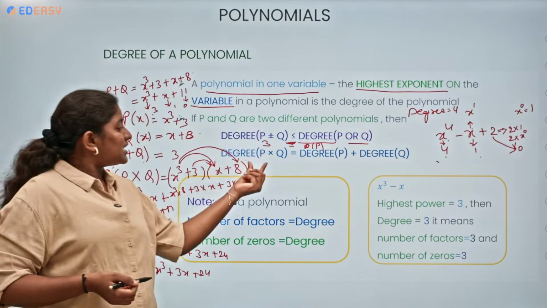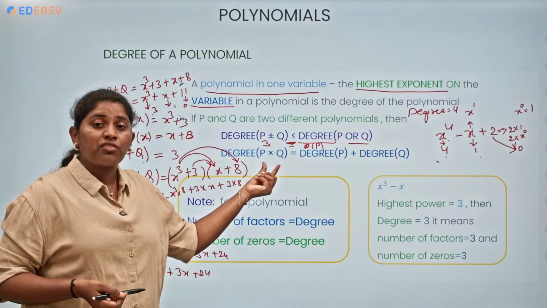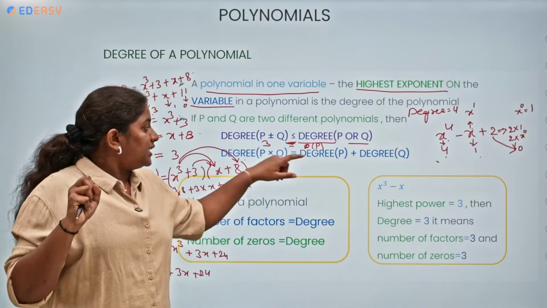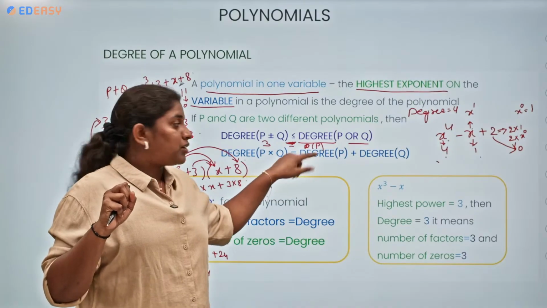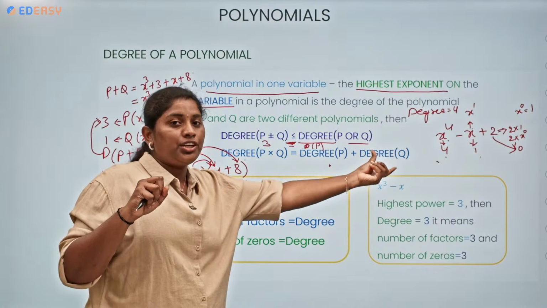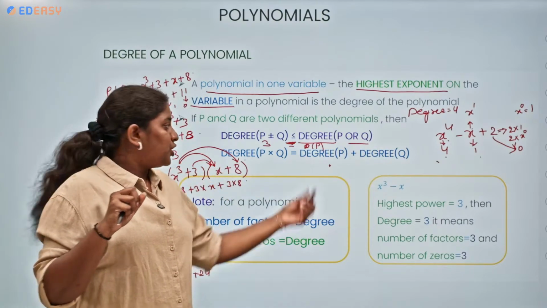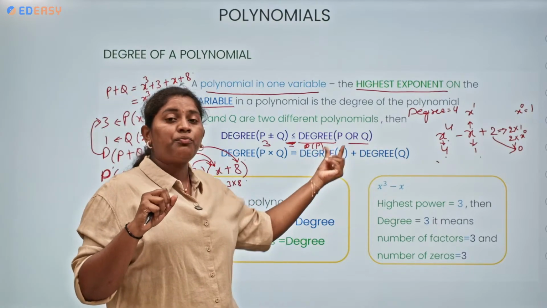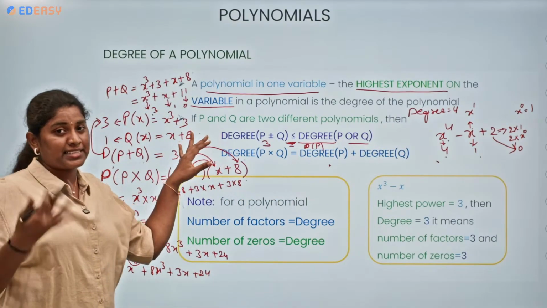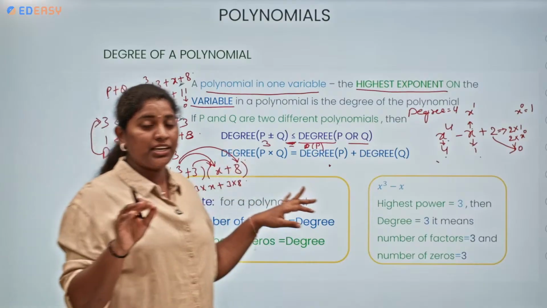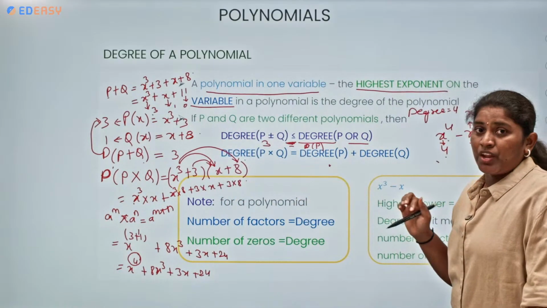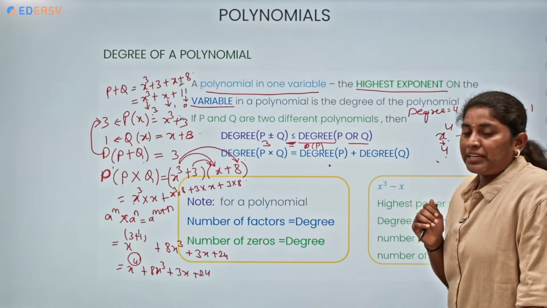So simply we can say that if you take the degrees of the polynomials which are in multiplication, then the resultant degree will be equal to the sum of the degree of P and degree of Q. Okay, you need to take the sum of the degree of P and degree of Q. These two are simple. If you take examples, then you can find those are very simple.